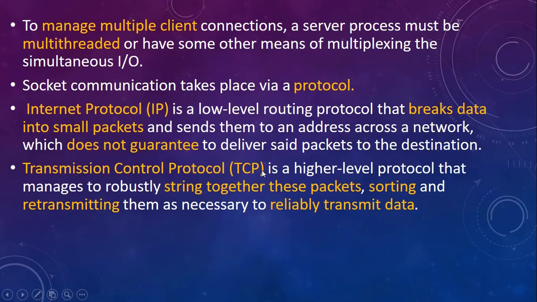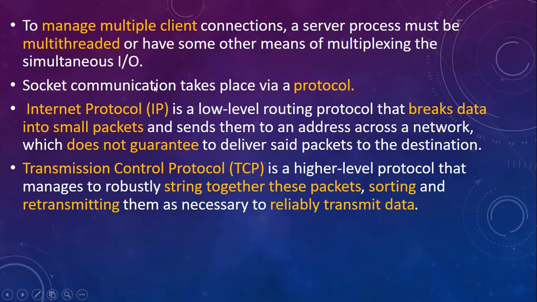It is this protocol that will take these packets from the lower layer, the packets from the Internet protocol, and it robustly strings these packets together, and then it performs some sorting on those packets. And if any packet is not sent, then it also facilitates retransmitting of the packets as and when necessary. So it is TCP that adds reliability to the transmission of data, right?